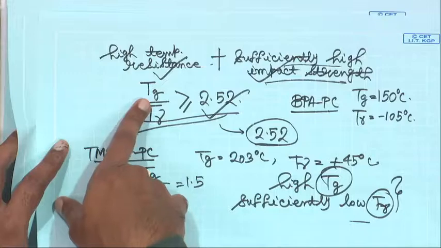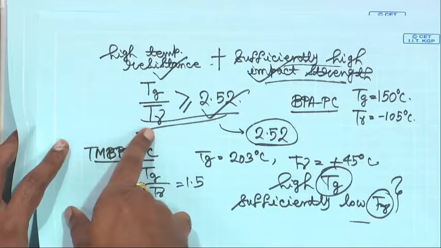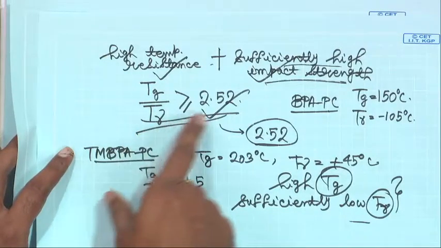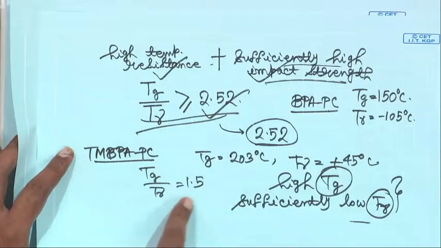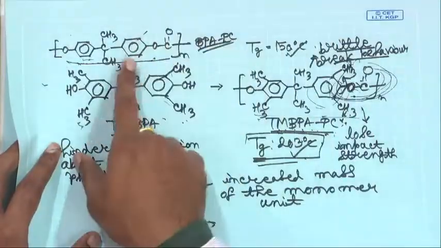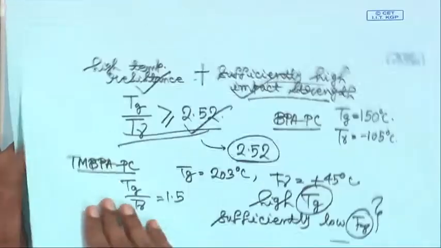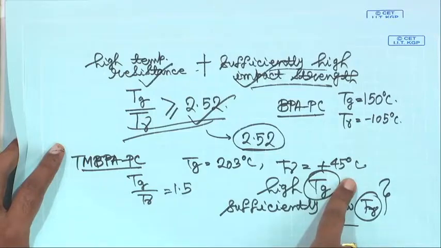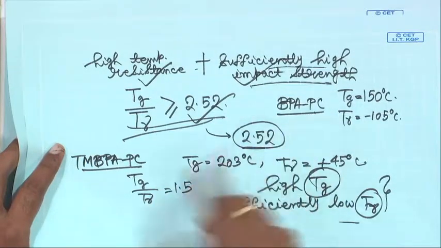In the quest of increasing the Tg, if you also increase the T gamma, then this ratio may become lower than this. In fact, for tetramethyl substituted bisphenol A starting material, this ratio is 1.5. So, the Tg, although it goes up to 203 degrees Celsius, a full 53 degrees Celsius higher than your parent bisphenol A polycarbonate, your T gamma goes up to plus 45 degrees Celsius. So, this ratio is lower, so you lose impact strength.